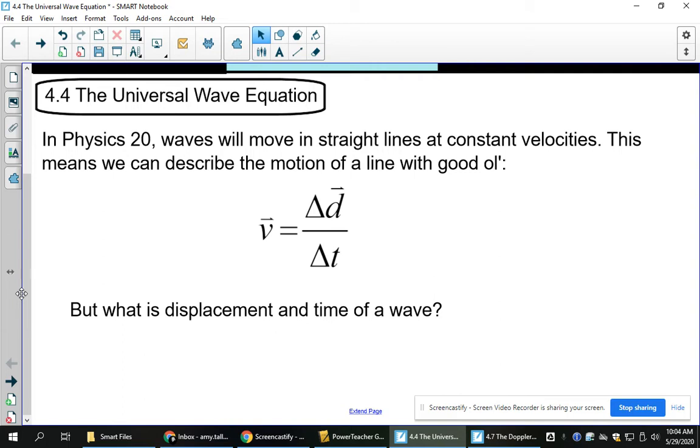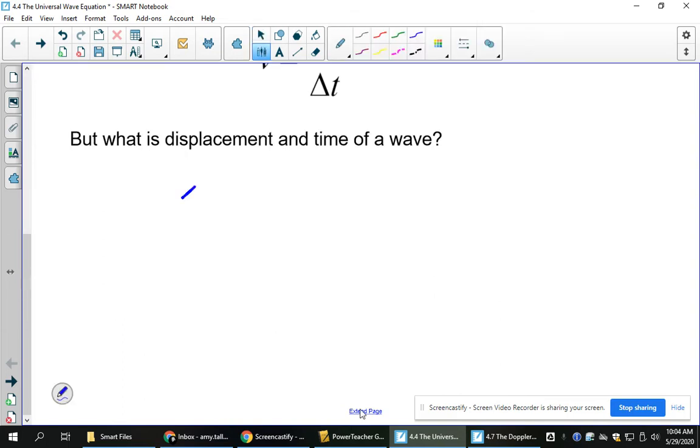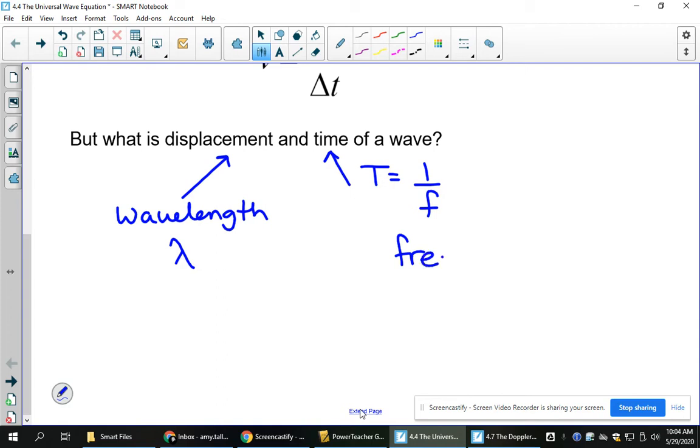So displacement and time. Well, if we talk about the displacement of a wave, so how much distance one wave covers, that would be the term wavelength from the last lesson. Wavelength is denoted as the Greek letter lambda. The time of a wave, since we skipped lesson 4.1, we're going to have to go back a bit and talk about what the time of a wave is. So the time of a wave is 1 over f, and we don't know what f is yet. So f is called the frequency.